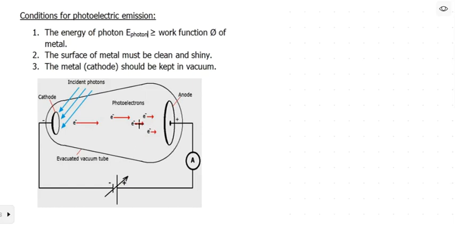Now one student will ask me why we need to evacuate this glass. Because when these electrons leave the cathode surface, they may collide with these gas particles. To avoid that, we remove the particles from the glass. You get the idea? Okay.